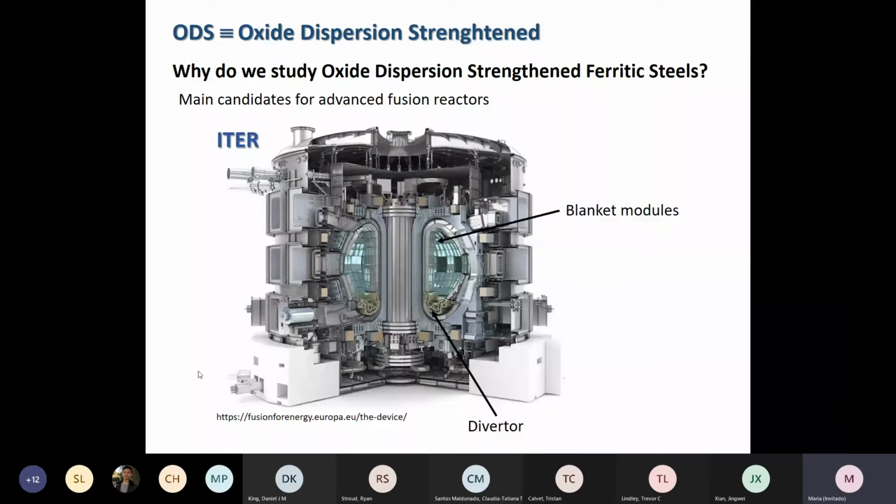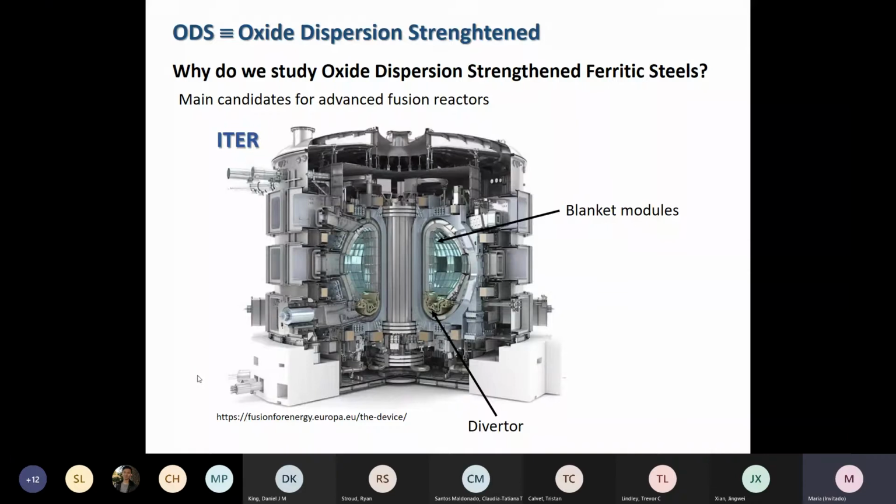induced during their operation, because that can happen while they are used as, for instance, in this picture that I show here. Okay, they remain as main candidates for use in advanced fusion reactors, and that answers this question I display here. Why do we study ODS steels? Well, that's it. They remain candidates to be in a fusion reactor.